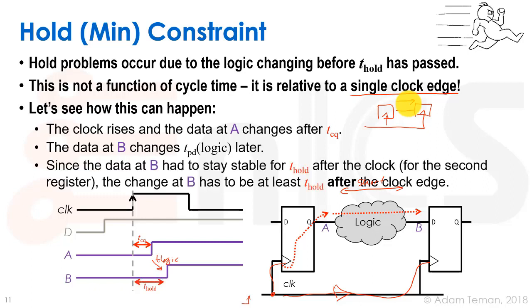So, since the data had to stay stable for T hold after the clock for the second register, the change at B had to be at least T hold after the clock edge. So what we want to see here is that from this clock edge, at least T hold time passed before we had this change arrive at B. Okay, so that is what happens, and we'll see why this might not be. You see that there is no second clock edge here. This second clock edge is irrelevant. It's all relative to this clock edge. We want to see that from here until the logic changes at the next register, it takes at least T hold amount of time.